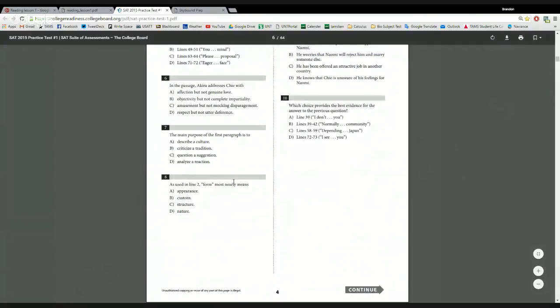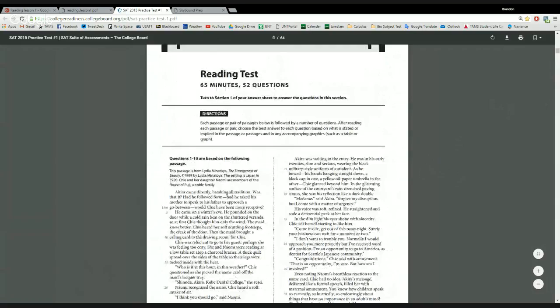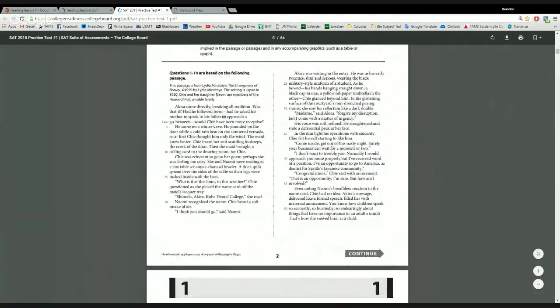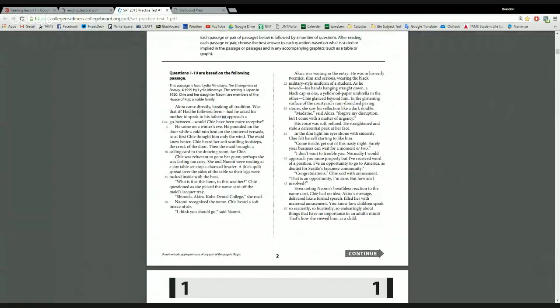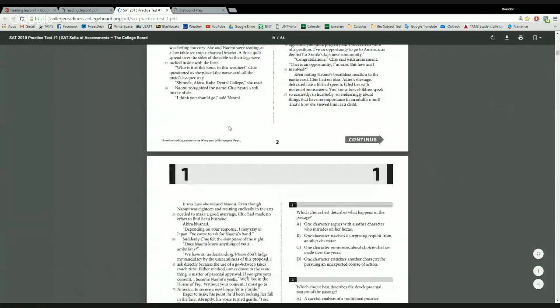Number 8, as you know, is a word-in-context question. You want to go to line 2, mark "form," and read it. How do you follow form? How do you ask his mother to speak to his father, the go-between. Like I said, you want to think of another vocab word that's similar to form, then match it with an answer choice. Whatever you think form would be here, I would think it would mean something like a procedure. They talk about a culture in the passage, so let's think about a procedure in a culture.